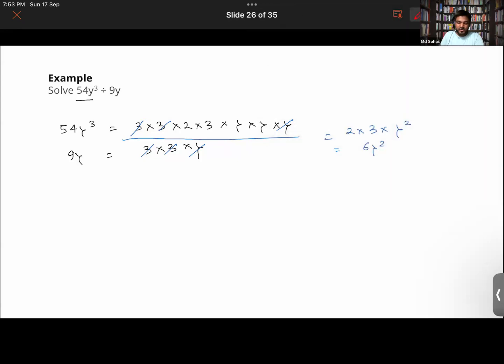Solve a few more questions of the same type. This is example number 1. Solve one more question. Assume you have 98y cube, divided by 2y square. Okay, one more question: 115 x y cube divided by, let's say, 225 x square y cube, and let's take it to be z. Okay, that is the question. Solve the two questions. Whoever solves first, just tell me.